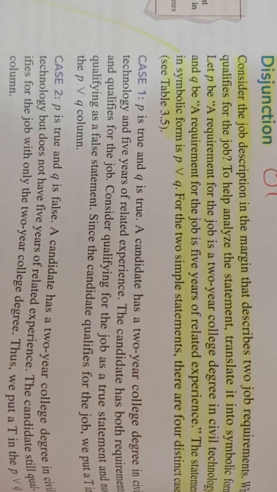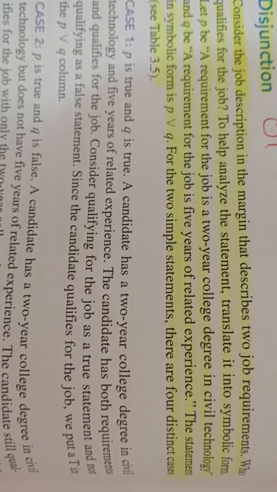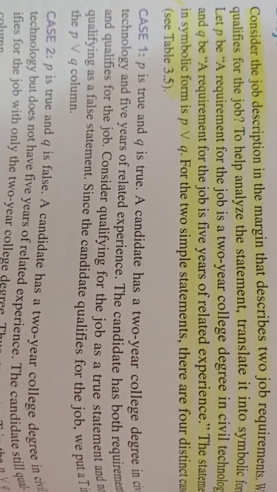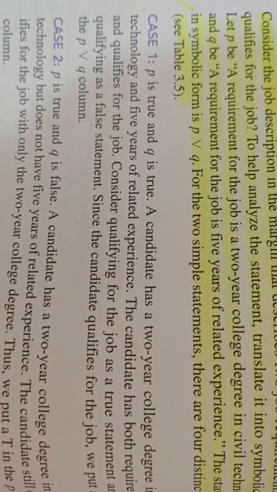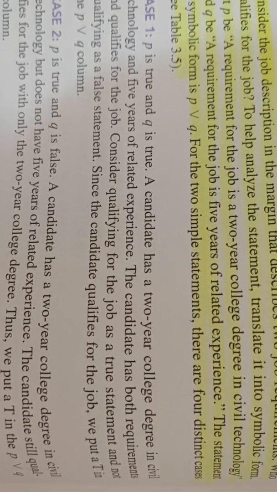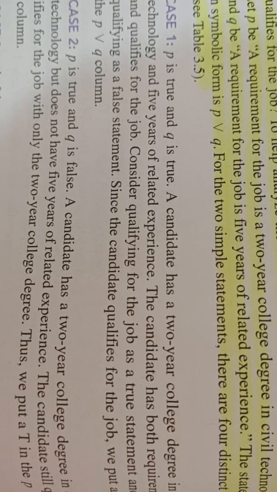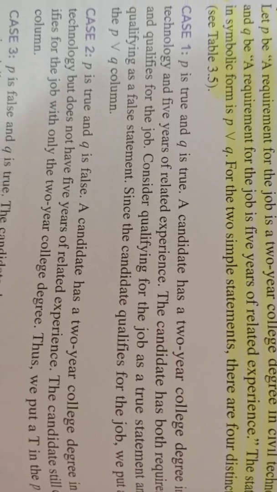So when we come back here, it says to help analyze the statement, translate it into symbolic form. Let P be a requirement for the job is a 2-year college degree in civil technology, and Q be a requirement for the job is 5 years of related experience. The statement in symbolic form is P, right side, V, Q, or for the two simple statements.